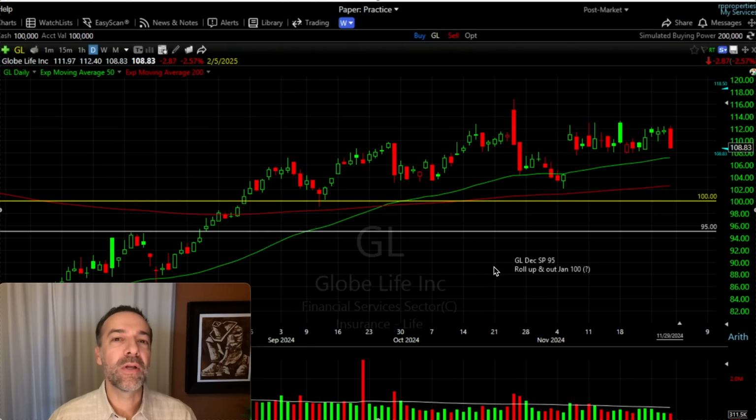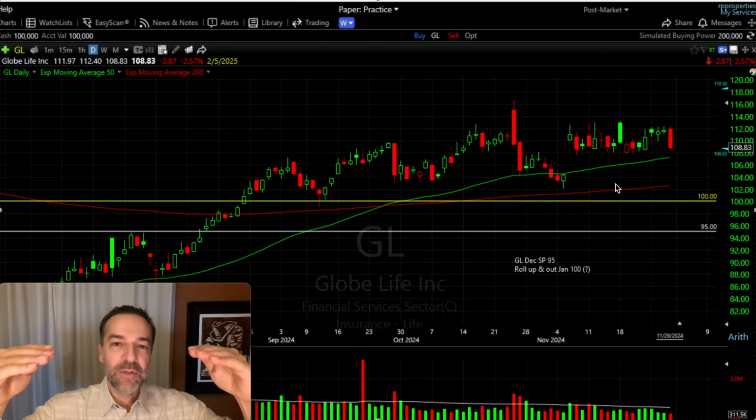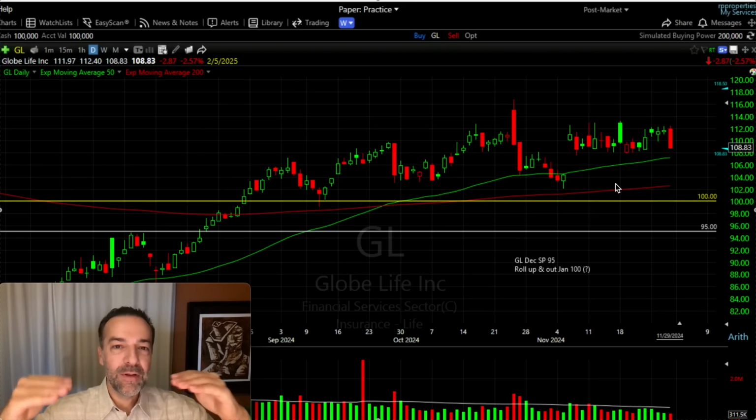Now several months ago, we had sold the December $95 cash secured put option. Well, since that time, GL has continued to go up. It's been finding higher and higher support. Support is just areas where the stock tends to get bought up. So when the stock approaches that area, buyers tend to come in and buy the stock up.